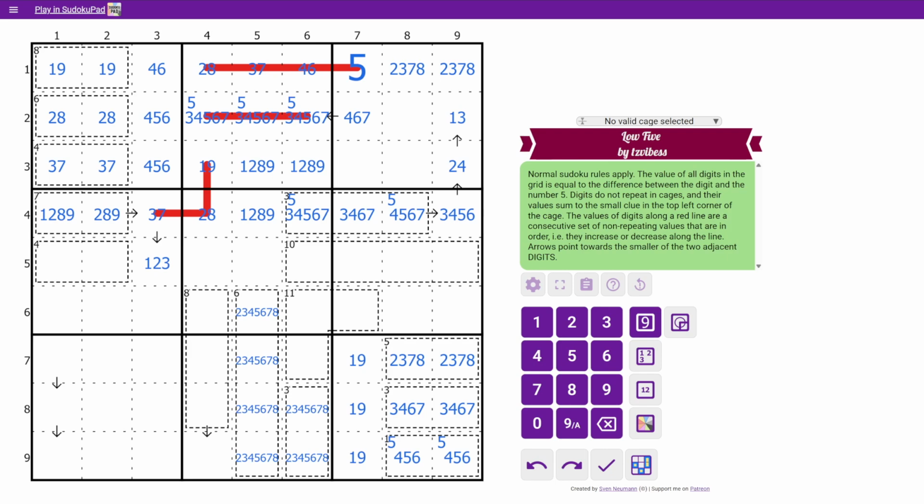Let's take a break. Hey y'all, I'm back. I think we were working around this cage here, maybe.